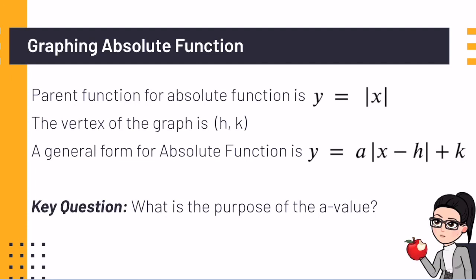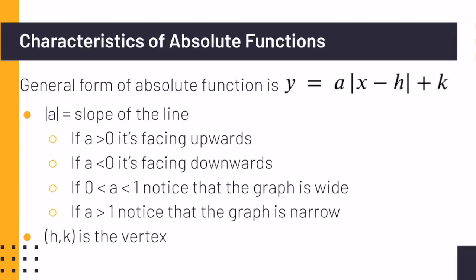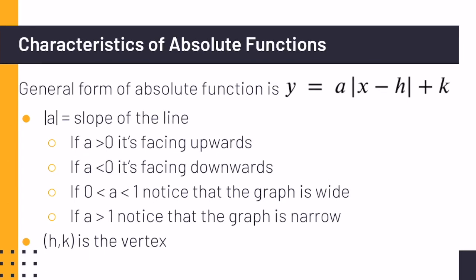And one of your goals was to figure out what is the purpose of the a value. As you went through the exercises, you should have noticed that the absolute value of a is the slope of the function. And same as a quadratic function, if a is positive, it's facing upwards. If a is less than 0, then it is facing downwards. And if a is between 0 and 1, meaning it's like a fraction, then the graph is very wide. Wide means that it's going to be really big. And if a is greater than 1, like 2 or 3.5, then we will notice that the graph is narrow.